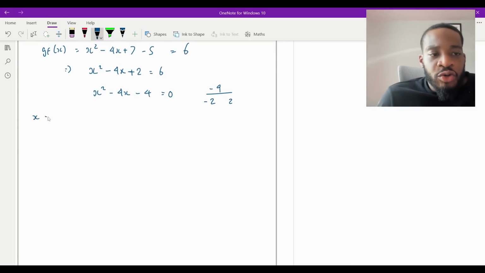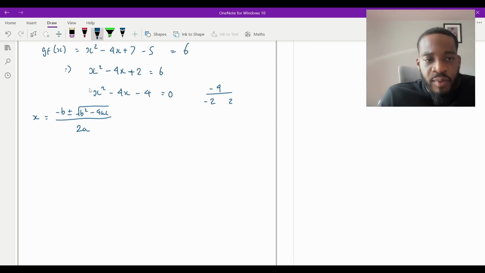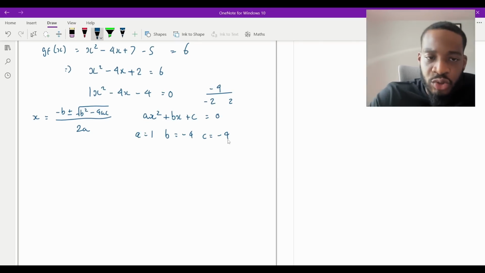So what is the formula for the quadratic formula? It's x is equal to minus b plus or minus the square root of b squared minus 4ac over 2a. Now that just means we need to identify our a, b, and c, and that's easy. Obviously this is when you're comparing it to ax squared plus bx plus c is equal to 0. So a is going to equal 1. B is going to equal negative 4, and so will C, wouldn't it? So now we've got A, B, and C.